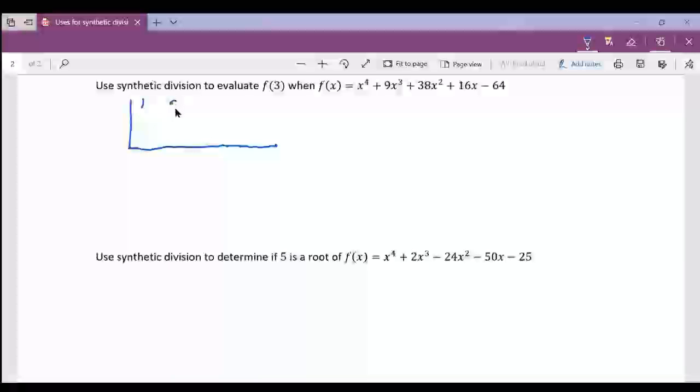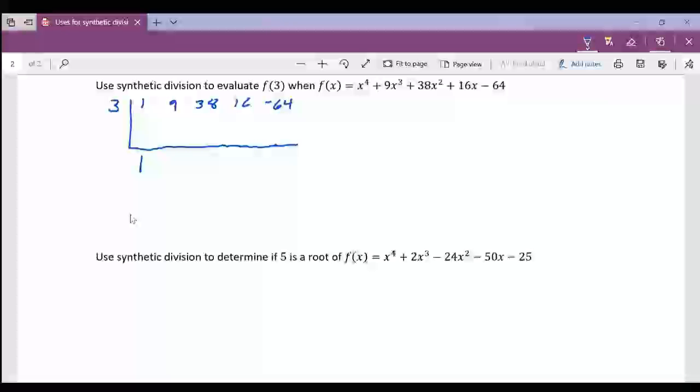Okay, so you already know how to set this up with the coefficients. 1, 9, 38, 16, and negative 64. This one is asking you to use synthetic division to evaluate f of 3 when f of x is x to the fourth plus 9x to the third plus 38x squared plus 16x minus 64. Well, since we were given the number 3, we'll go ahead and put the 3 on the outside.